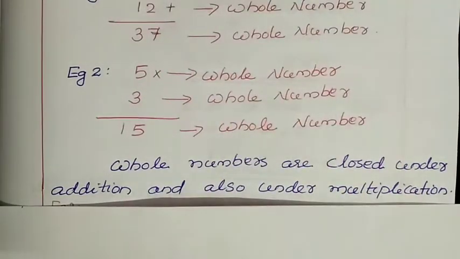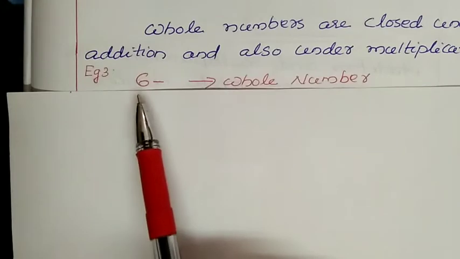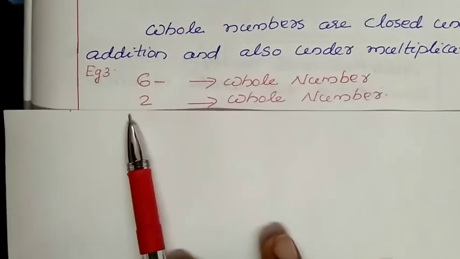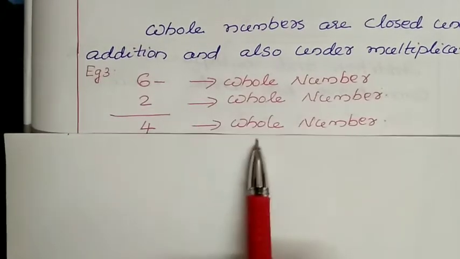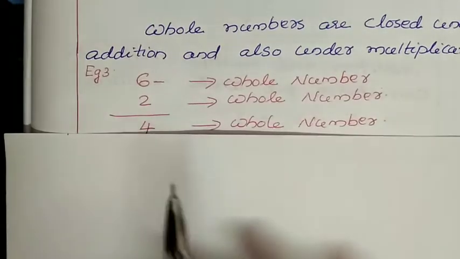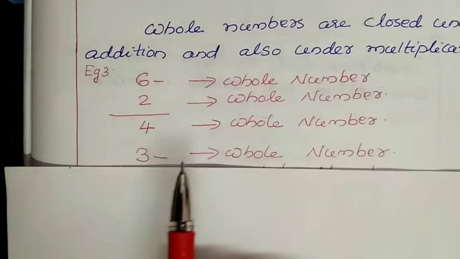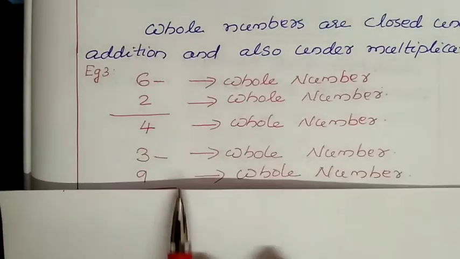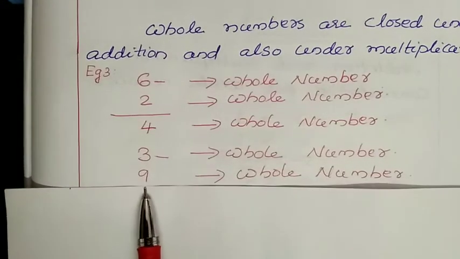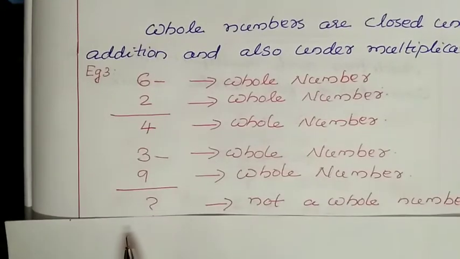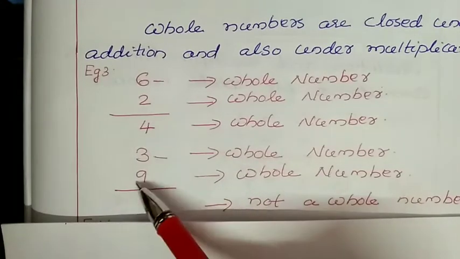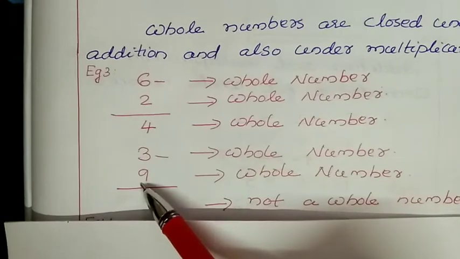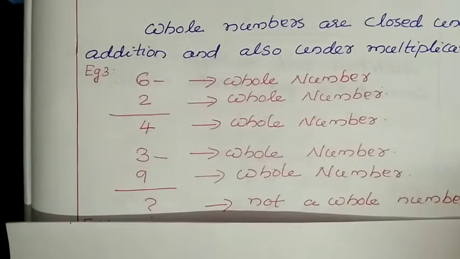Okay. But in the case of subtraction, 6 is a whole number and 2 is also a whole number. When we subtract these two numbers, the answer is 4. It is also a whole number. Then when we take another example, 3 is a whole number and 9 is also a whole number. What is 3 minus 9? We cannot subtract. Otherwise, when we subtract, 3 minus 9, the answer is minus 6. It is not a whole number.